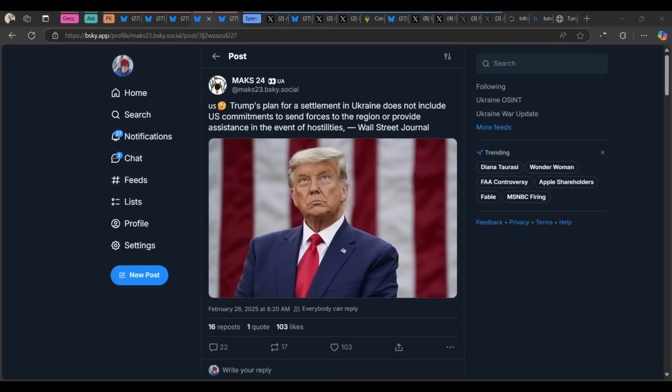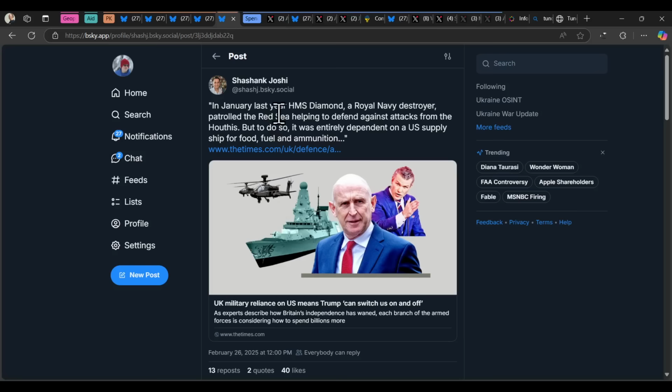Worth noting this as well, and this is, again, not particularly to do with the war itself, but it goes to this point that there is a dependency on the US. The US provide things that we can't always do ourselves, because they have the capabilities, the capacity that Europe doesn't necessarily have. Shashank Joshi is quoting from the Times here. In January last year, HMS Diamond, a Royal Navy destroyer, patrolled the Red Sea, helping to defend against attacks from the Houthis. But to do so, it was entirely dependent on a US supply ship for food, fuel, and ammunition. And again, here we're seeing, just in normal military activities of the UK, the dependence we have on the US in this example.